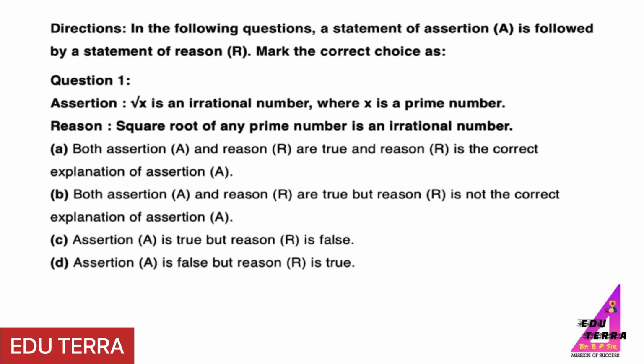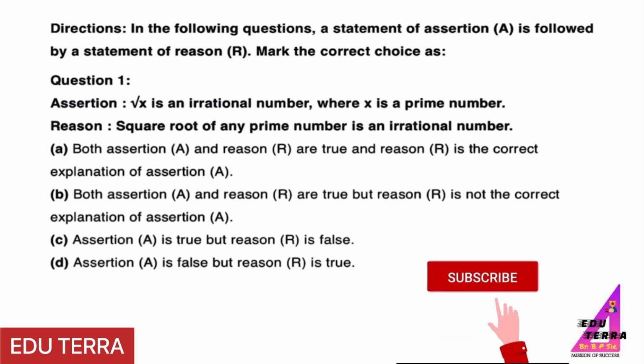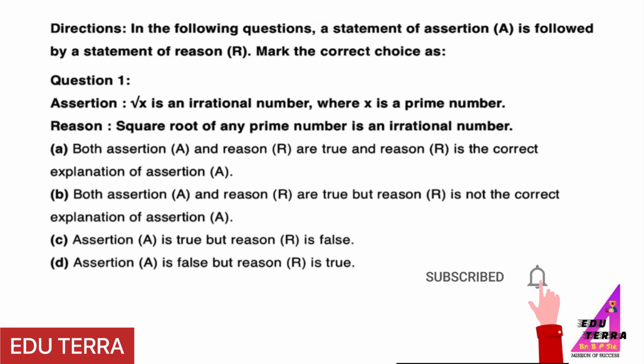Now assertion is root x is an irrational number where x is a prime number, and reason: square root of any prime number is an irrational number. Options are same for all the coming questions. A: Both assertion A and reason R are true, and reason R is the correct explanation of assertion A. B: Both assertion A and reason R are true, but reason R is not the correct explanation of assertion A. C: Assertion A is true, but reason R is false, and D is assertion A is false, but reason R is true. So we know that square root of any prime number is always irrational.